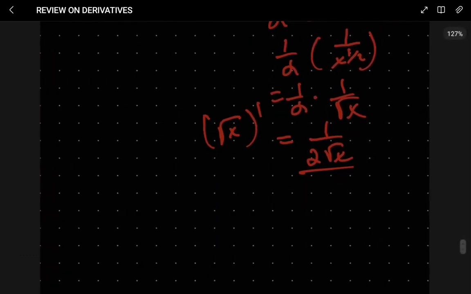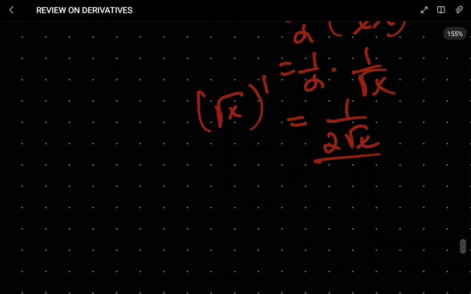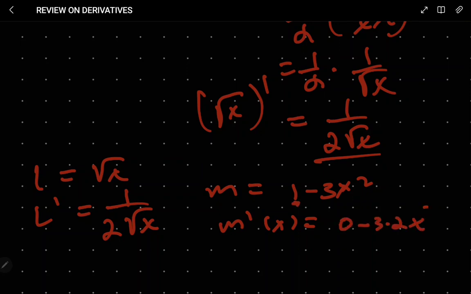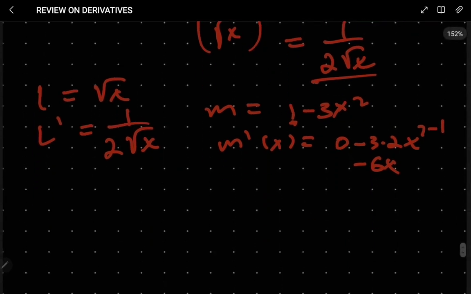Let me rewrite the function again because of the space I have. So we have L equal to root x, and the derivative of L is equal to 1 over 2 root x. Then we have another function, m equal to 1 minus 3x squared. So what is the derivative of m? The derivative of 1 is 0, minus 3 times 2, then x to the power of 2 minus 1. So this is minus 6x. Yes, minus 6x.